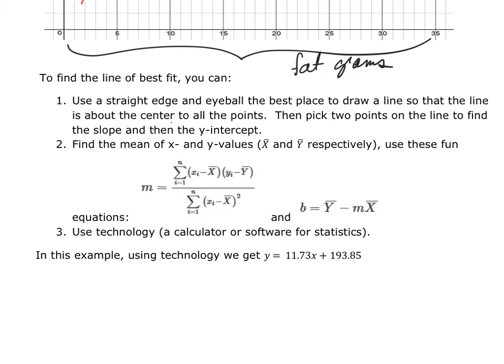In the example that I had up above, using the software for statistics, we get this, where the 11.73 is our slope of the line of best fit, and this would be the estimated y-intercept, which of course we wouldn't truly have because it would make no sense. If you have 0 grams of fat, you're going to have 193 calories. So that's what that represents. We use it, but it doesn't mean much in this representation because with 0 grams of fat, you still have calories.